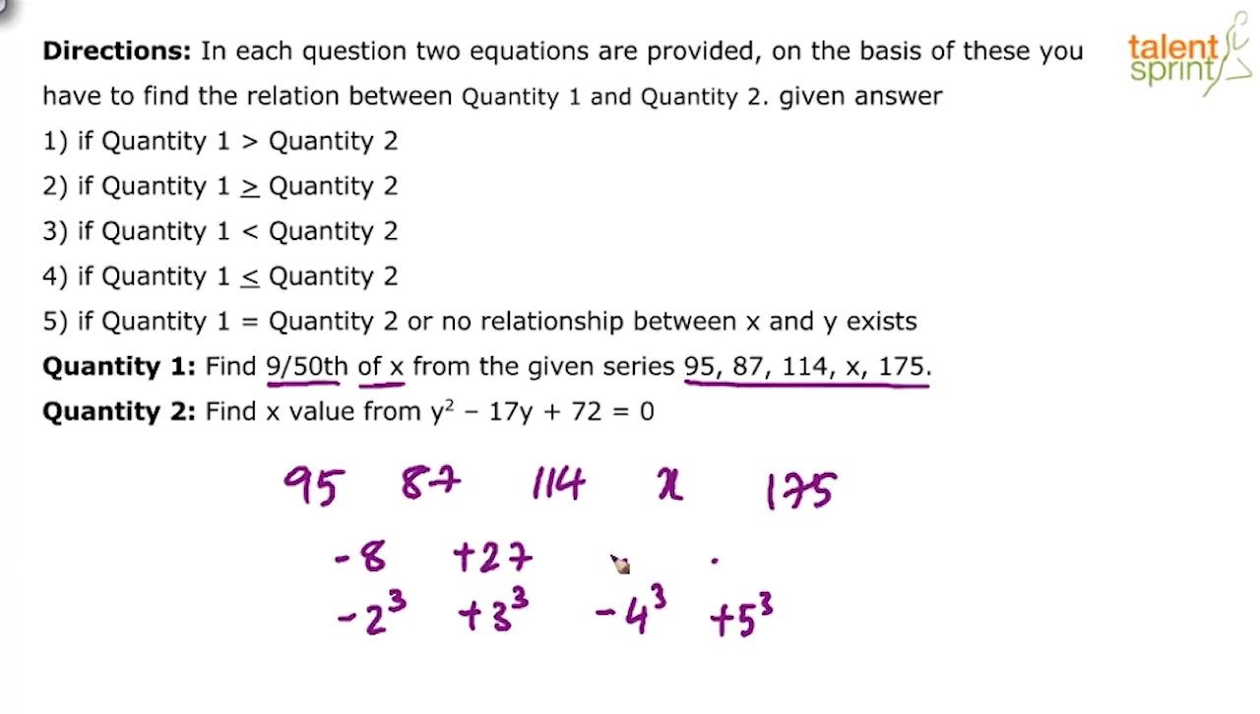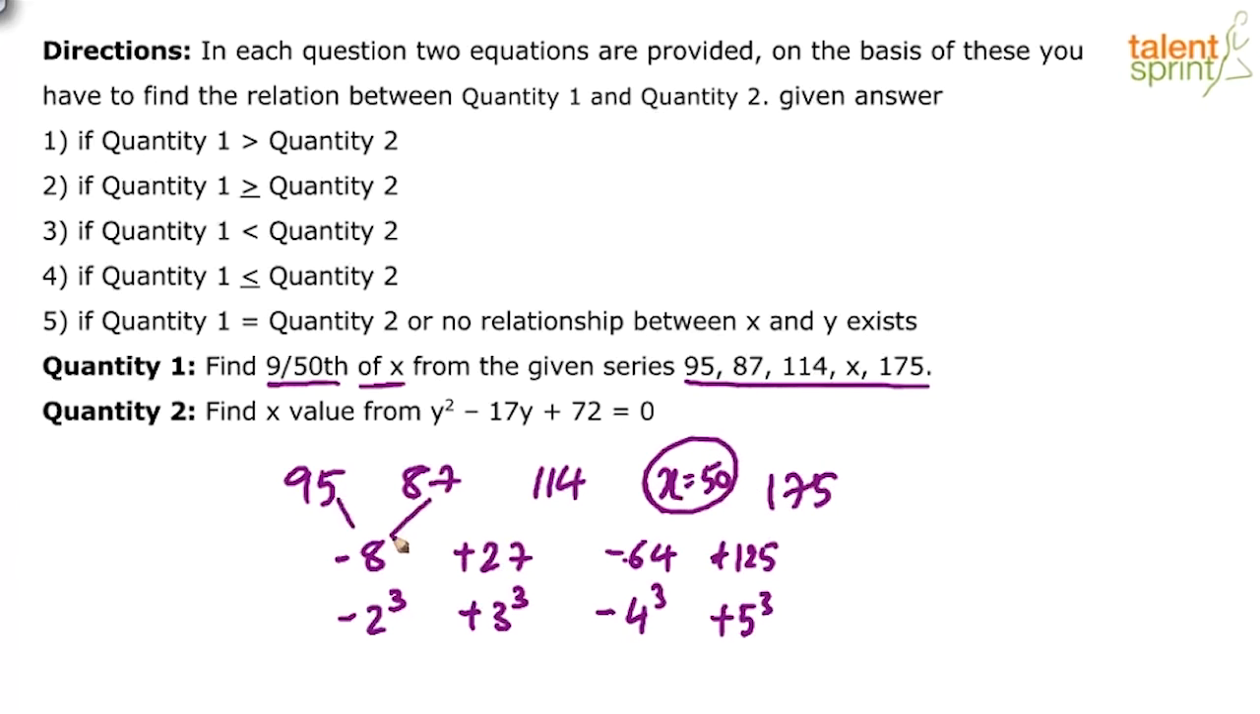So try that out. See, minus 4 cube is minus 64. What is 114 minus 64? 114 minus 64 will make x as 50. And then plus 5 cube, which is plus 125. 50 plus 125 is 175. So is it balanced or not? Balanced. So I've got to know that x is equal to 50.